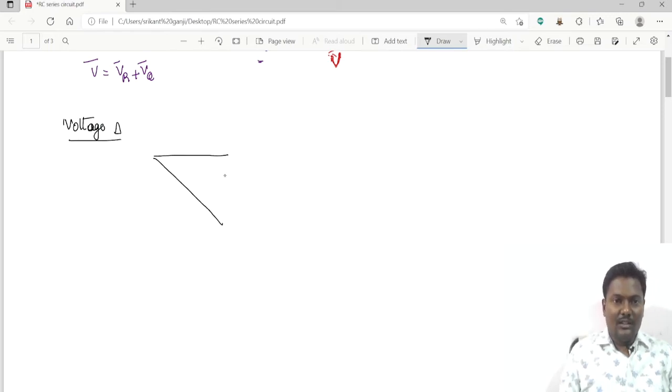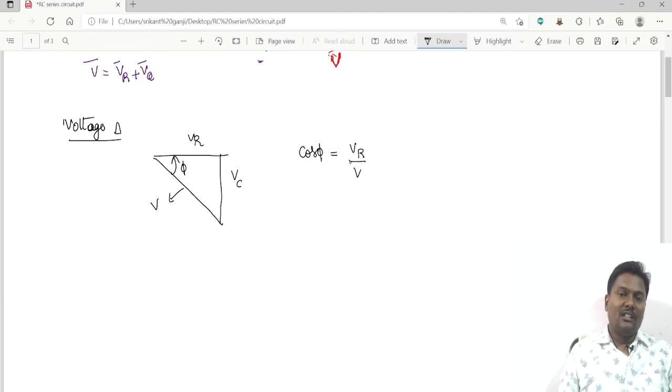The horizontal component or base component is VR, the vertical component is VC, the hypotenuse is V, and the angle is phi. So from this we can define the power factor as base by hypotenuse, VR by V, the voltage drop across the resistance divided by the total voltage. And V is equal to VR minus j times VC. Why? Because this is in the negative imaginary axis. That's why I put it as a minus sign.